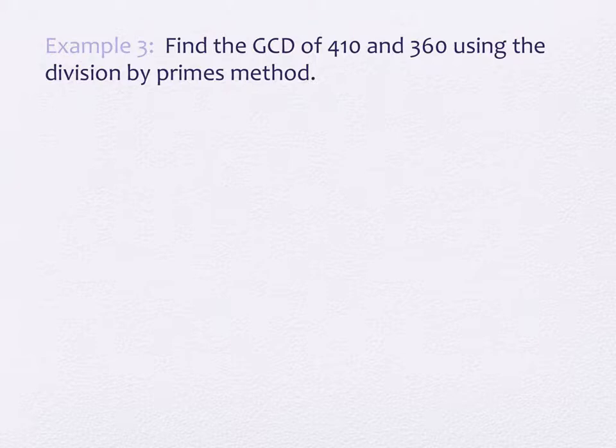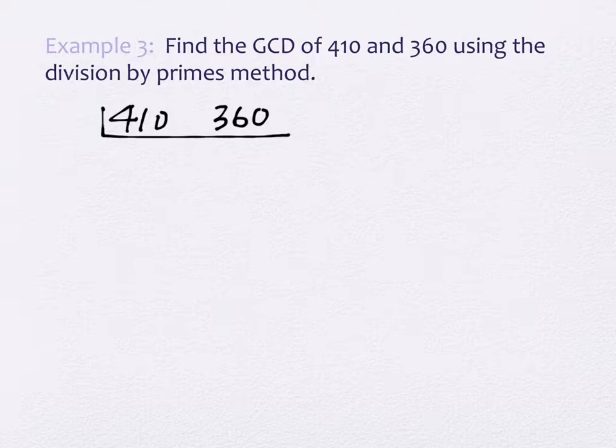$410 and $360. Big numbers, right? Okay, the first thing we're going to do is write them down beside each other. And instead of dividing each one of them out into all of their primes, we are only going to divide them by the primes they have in common. And we're going to start with the smallest one again because it's usually the simplest place to start.